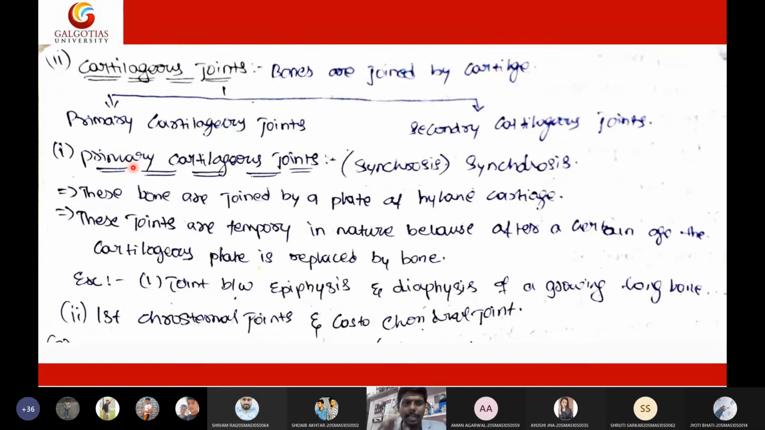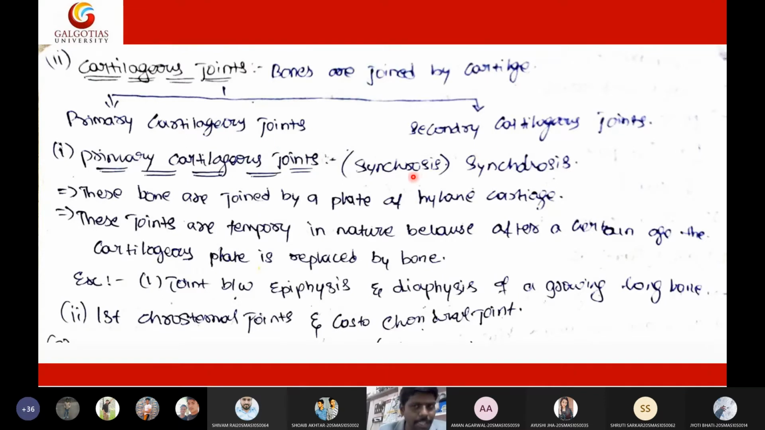Primary cartilaginous joints will be replaced by bones, whereas secondary cartilaginous joints will be lifelong. They will be in a cartilaginous state only, for life. So these are the two major types of cartilaginous joints. First one is primary cartilaginous joints and second one is secondary cartilaginous joints.